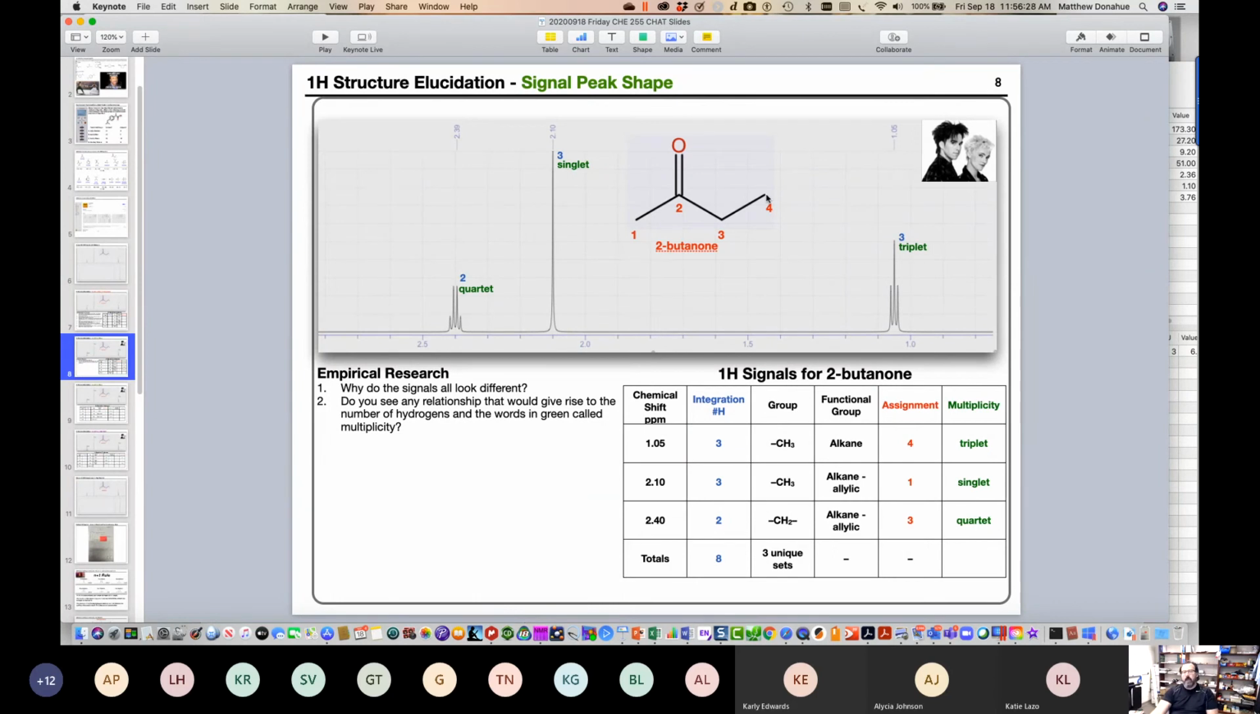So yeah, it has 2 neighbors, right? Carbon 3 has 2 hydrogen neighbors. So 2 plus 1 gets us 3. The word for 3 is triplet. Now we do the same thing for position 3. There's no neighbors here, 0. There's 3 there. So 3 plus 1 is 4. The word we're going to use is called a quartet.